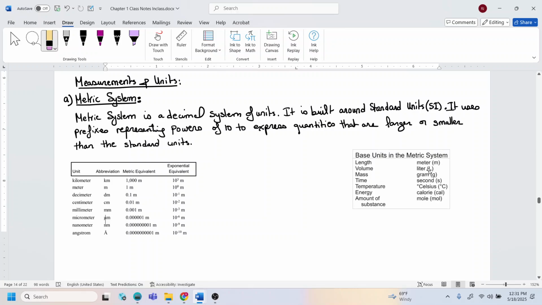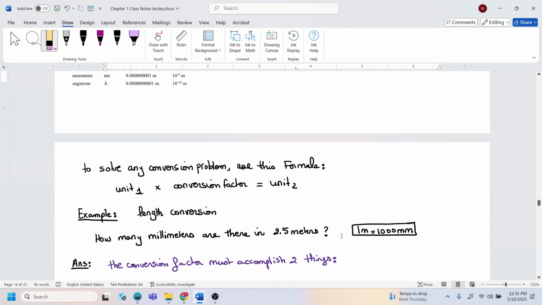Volume is measured in liters. It can be measured in milliliters, but in most cases it's measured in liters. Mass is in grams. It can be measured in kilograms, but again, the metric system unit is the gram. Time is in seconds. Temperature is in Celsius. Energy is in calories. And the amount of substance is measured in moles.